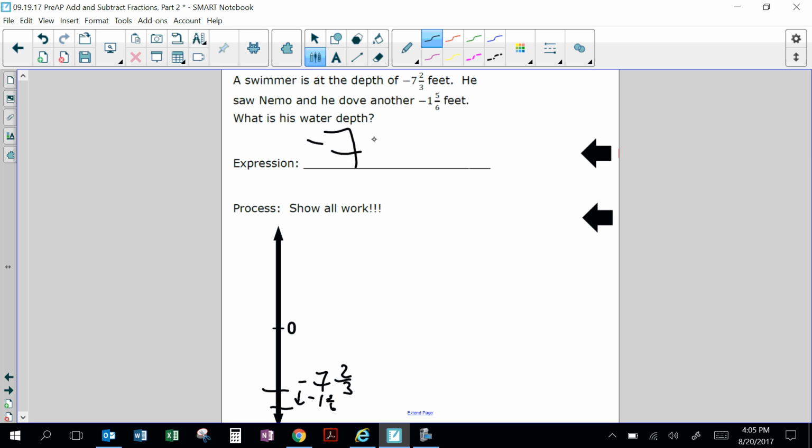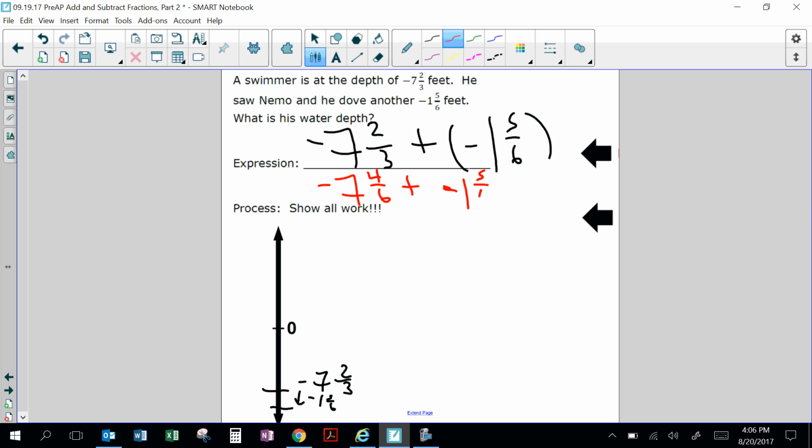So -7 2/3 plus -1 5/6. Or you could have said -7 2/3 minus 1 5/6. Remember, add the opposite of positive would be negative. So they both mean the same thing. Now it is time to solve this. What common denominator do these share? Let's rename it. They share 6. -7, multiply the numerator and denominator by 2 to get 4/6, plus -1 and 5/6.